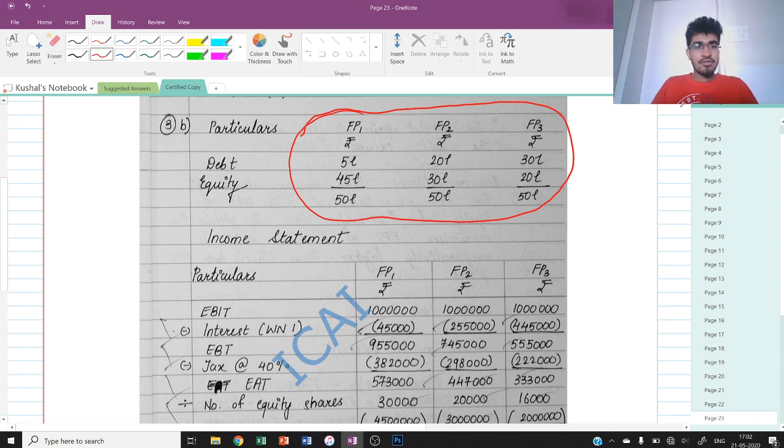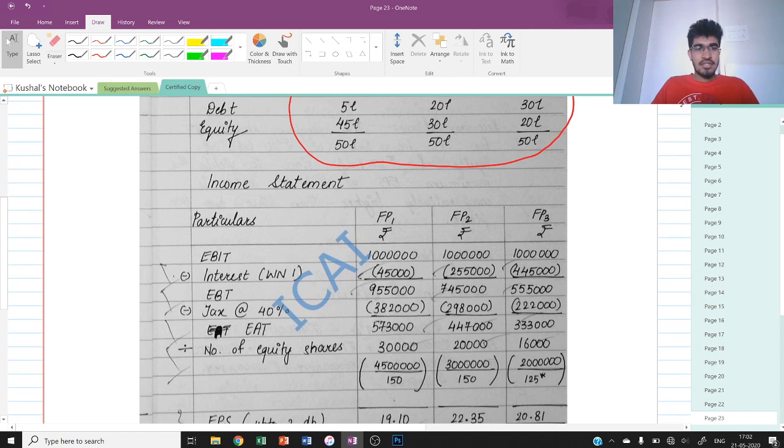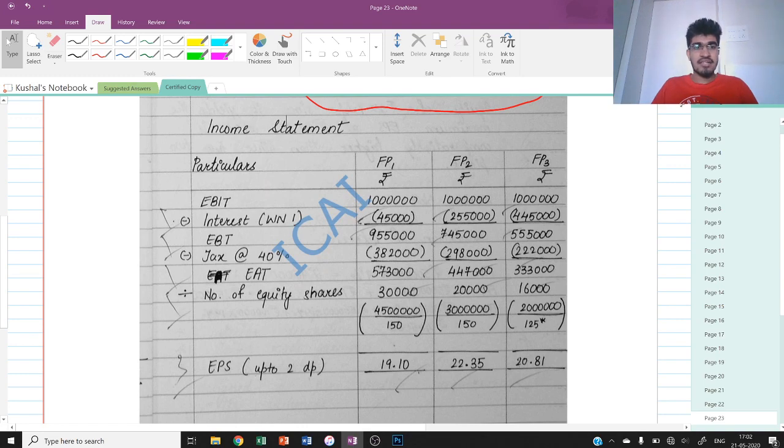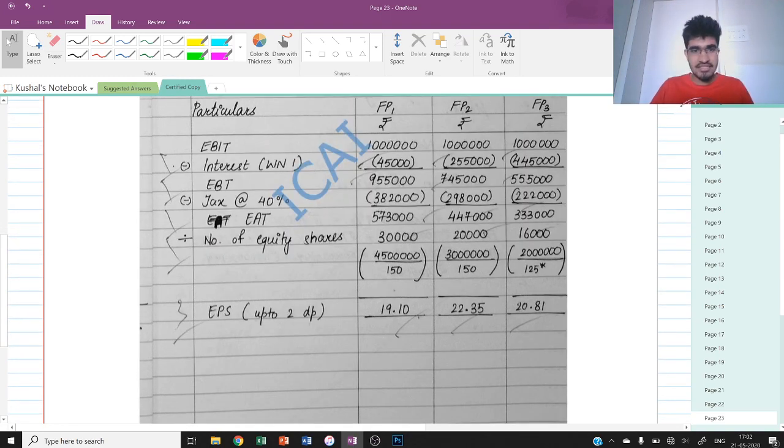Okay, you have to compute the earnings per share in all the three options. This is a very easy question. You just have to compute the earnings per share. EBIT has been given as rupees 10 lakhs. Subtract the interest. I would just tell you how I have calculated the interest. In fact, I'll just tell you now only.